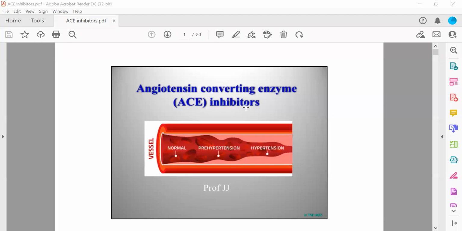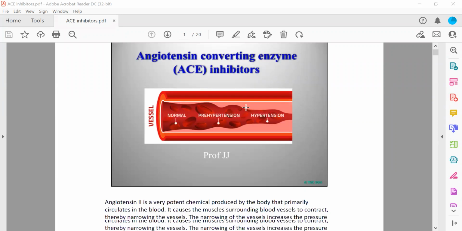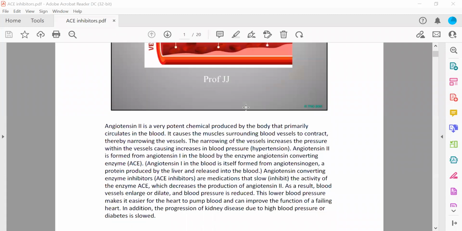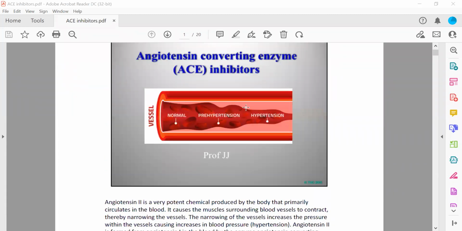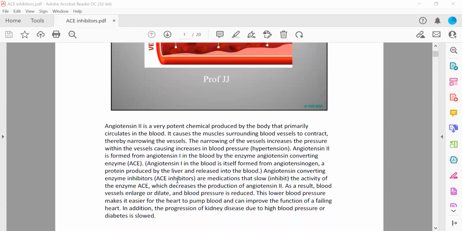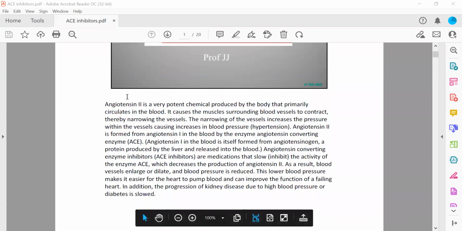Good morning, everybody, and welcome to this lecture on the angiotensin-converting enzyme inhibitors, also known as the ACE inhibitors. Now, these drugs are specifically used against hypertension, and they inhibit this ACE enzyme. Now, the mechanism of action in which these ACE inhibitors block the angiotensin-converting enzyme is given to you here at the bottom of my slide where I've narrated it.